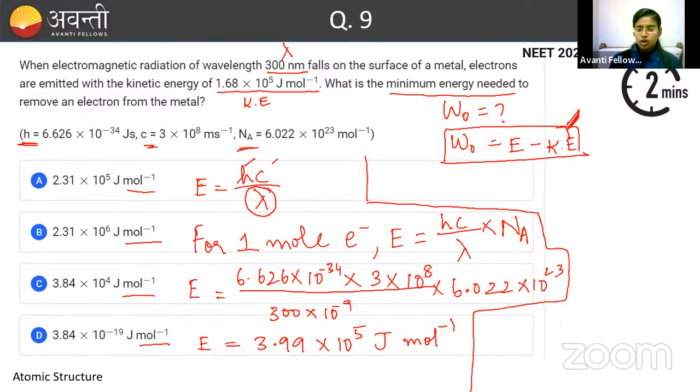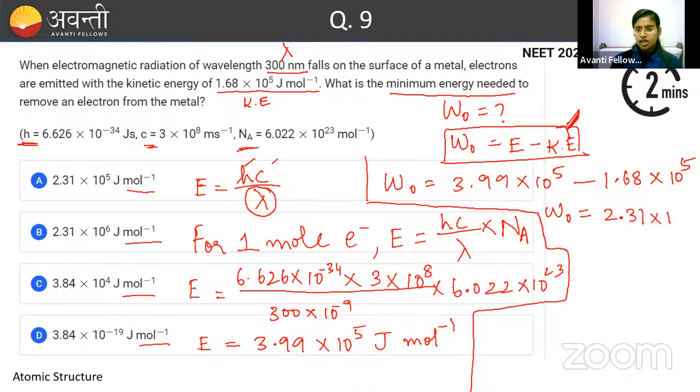W naught is equal to the E value, 3.99 into 10 to the power 5 joule per mole, minus 1.68 into 10 to the power 5 joules per mole. The powers of 10 are the same, so you just need to subtract. If you subtract 3.99 and 1.68, you will get 2.31 into 10 to the power 5 joule per mole. So this answer is given in which option? Yeah, very good. Option A is the correct answer.